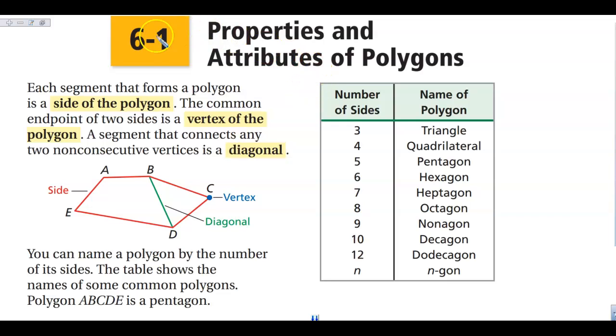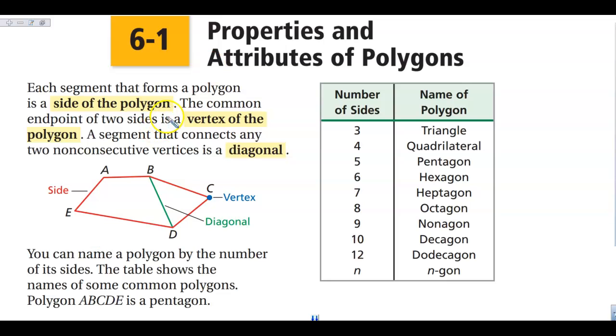Hello everyone. Today we are starting chapter 6, which is going to talk about some general facts about polygons. A polygon is any closed figure, so all of the sides actually connect to one another. The sides are all line segments, so there are no curves, and it doesn't cross over itself. So those are some key features of a polygon: straight sides, all the sides connect, and it never crosses over itself.